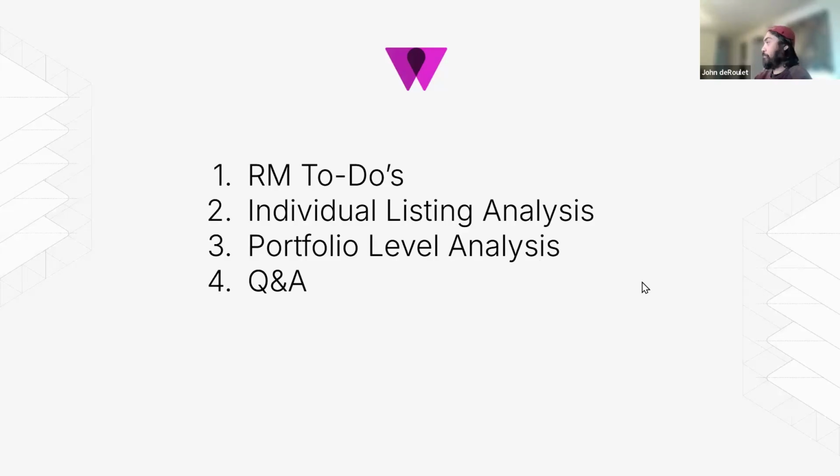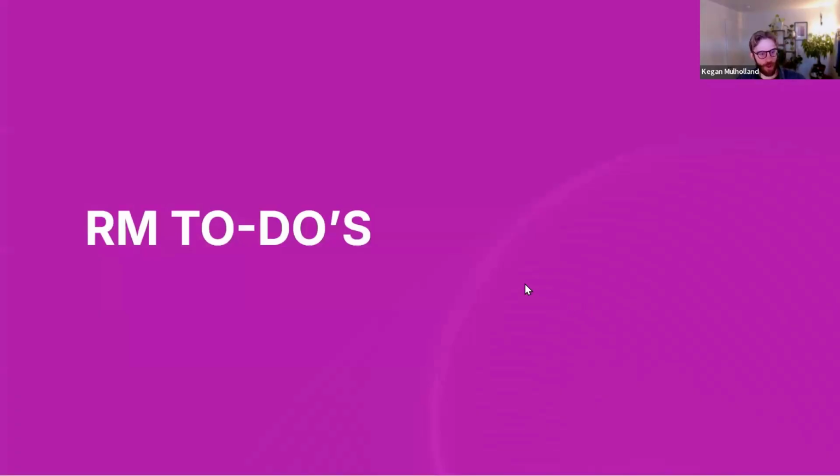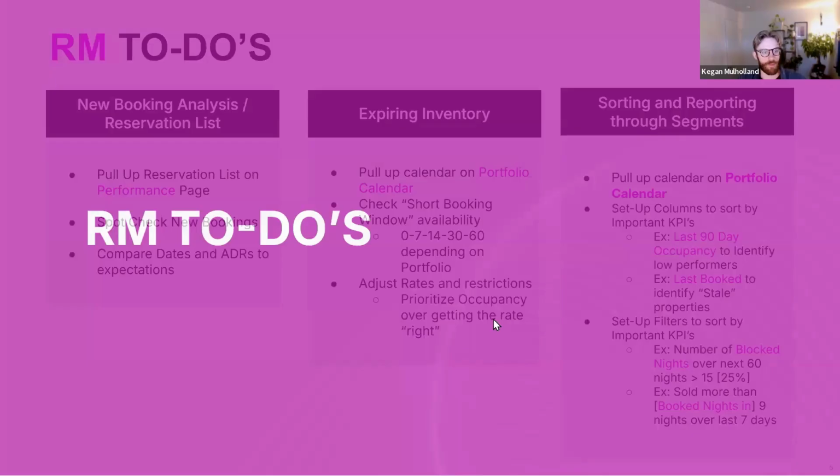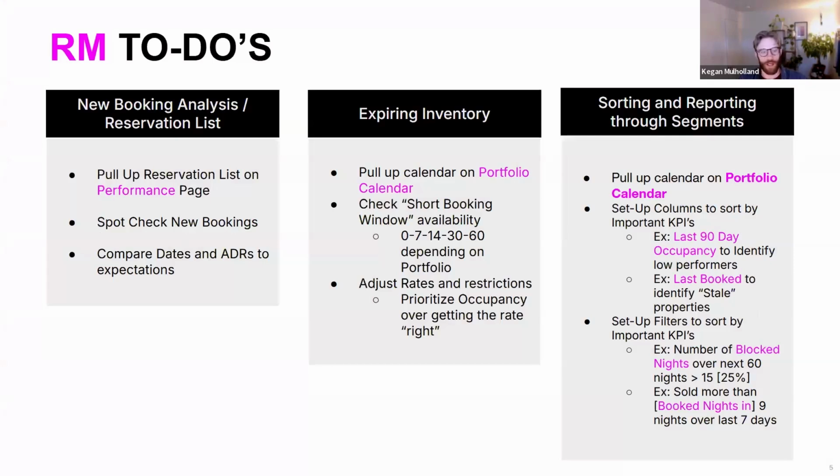All right, Keegan. Yeah, let's get into it. So RM to-dos. We're going to start on the left side here with new booking analysis and reservation list. I'm actually going to have John tackle this section, and then I'll go to the next one. Why don't we read through this and then we'll do the demo. So the three here we've got are new booking analysis, expiring inventory, and sorting and reporting.